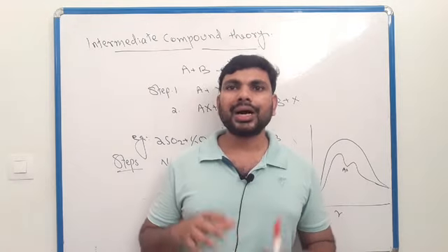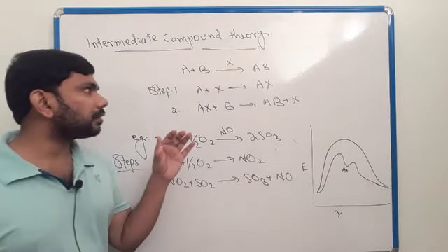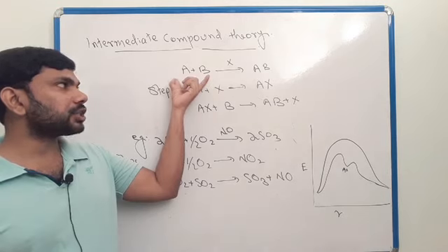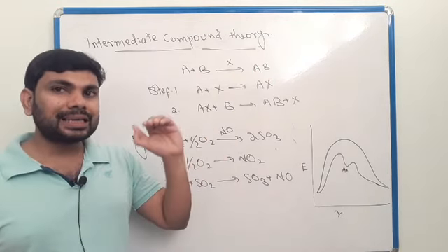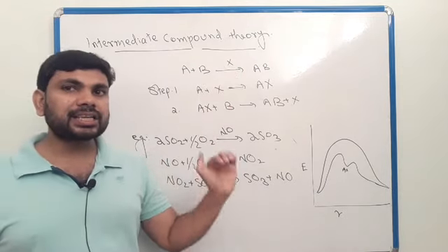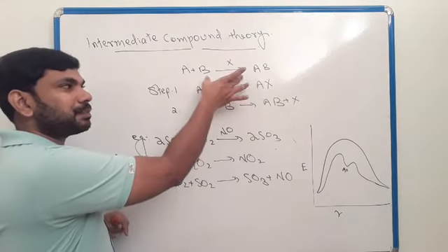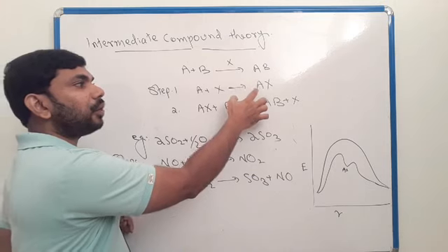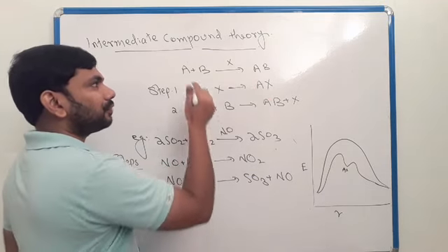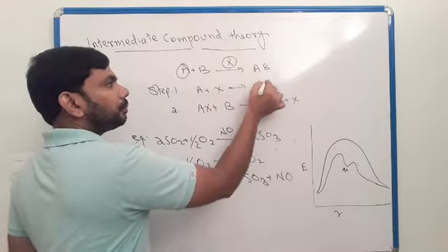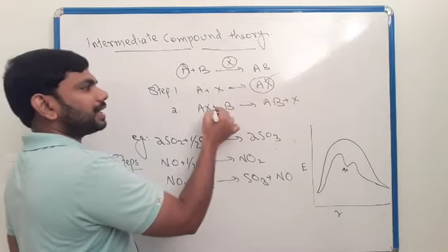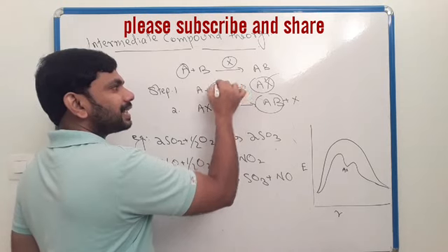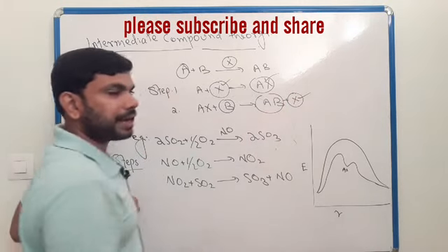Intermediate compound theory. To understand this, look here, consider a chemical reaction. A and B reacted to form product AB. A and B, the reactants, change to product AB in presence of catalyst X. Here X acts as catalyst. This chemical reaction takes place in several steps. Here A first combines with X to form AX. Then this AX reacts with another reactant to form product AB. And here X is catalyst, it is released at the end of the reaction.